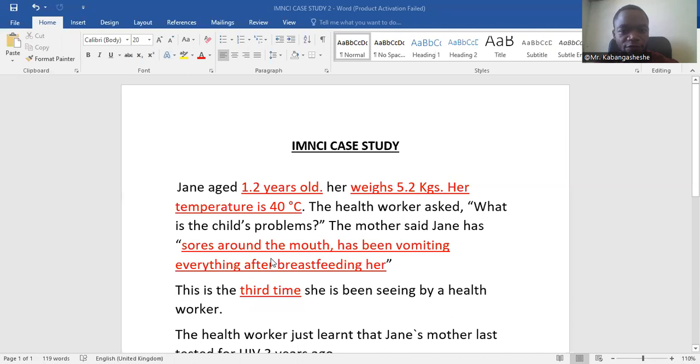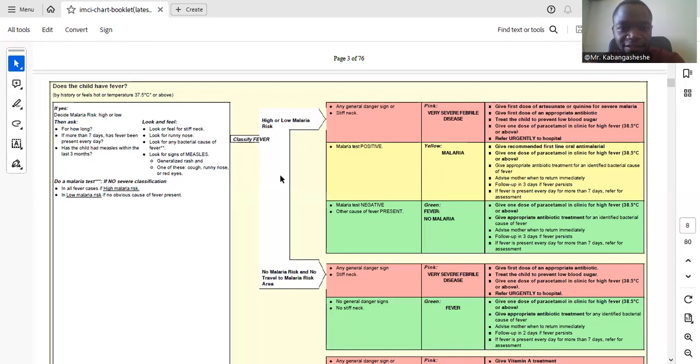Okay, so you're saying the child has been vomiting everything after breastfeeding. This is a very critical part that you must not ignore in your assessment. So as you are writing, it should come out to say this child has been vomiting everything when the mother tries to breastfeed, and that is considered as a general danger sign. So already it says any general danger sign or stiff neck, then you classify this child as having very severe febrile disease. So when you're done with all your writing, your classification of this child should be under the pink row: very severe disease.